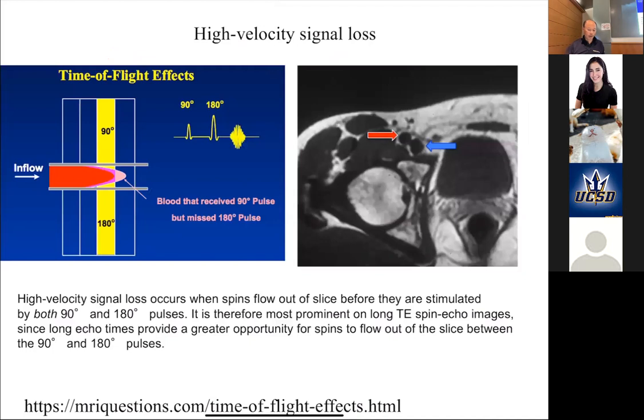You can also have an artifact where the flow effect gives you signal loss. Remember we have the spin echo pulse, so 90, 180, and we refocus the magnetization here. But let's say we made the echo time really long so that the blood saw the 90, but the blood moves so fast that it moves out of the region where the 180 is applied. In which case things don't get refocused and you'll end up with these signal voids. That can be an artifact that you would have to deal with.